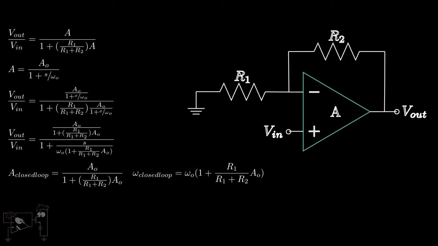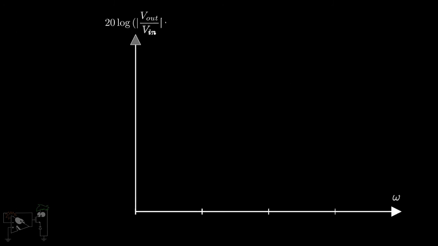We already found out that the unity gain bandwidth is given by the product of the DC gain and cutoff frequency. Multiplying these two, we get omega u as A naught into omega naught. This is exactly the same as before. Hence, placing the op-amp in negative feedback does not seem to affect the unity gain bandwidth.